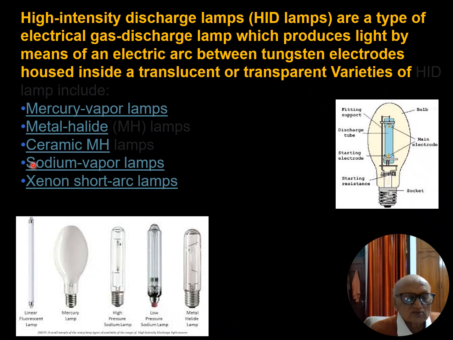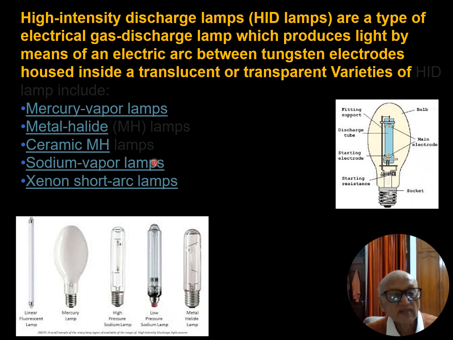Then there are sodium vapor lamps. Sodium vapor lamps are of two types: high pressure sodium vapor lamp, which you normally see as an orange color and used in exterior, mostly street lighting. This one, and there is another, low pressure sodium vapor lamp, which is the highest efficiency lamp ever evolved by humanity.